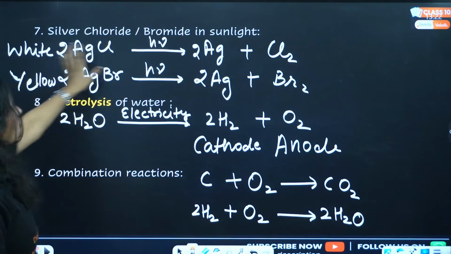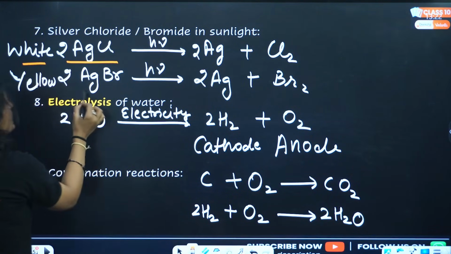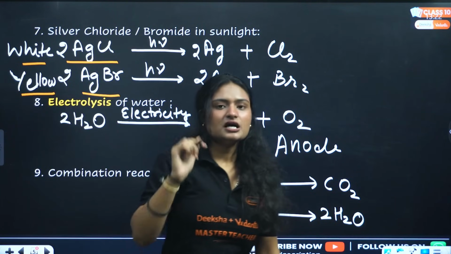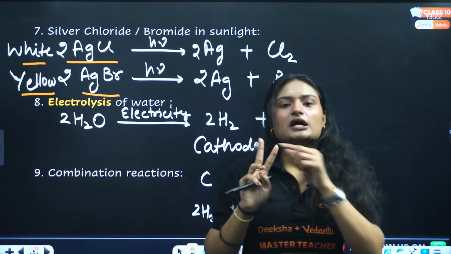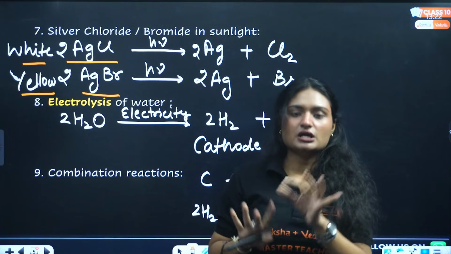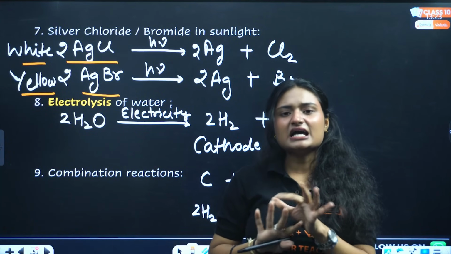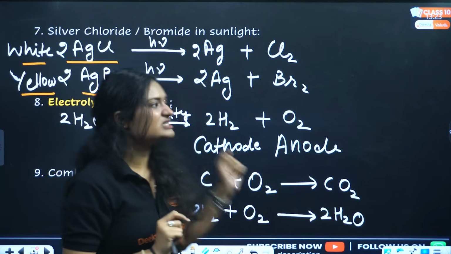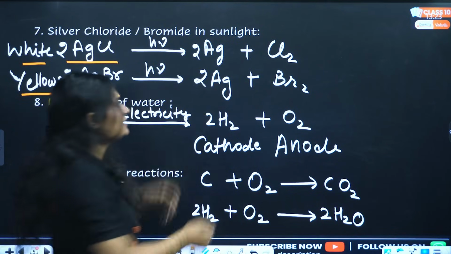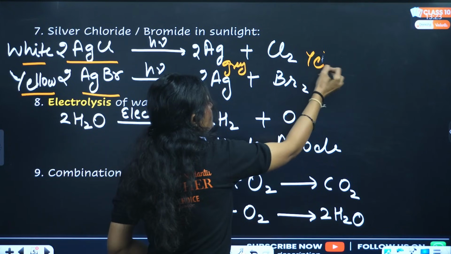Next is silver chloride and silver bromide. Silver chloride is white in color, silver bromide is yellow in color. We have 3 types of decomposition, right? Thermal decomposition, electrolytic decomposition, and photolytic decomposition. Thermal means using heat, electrolytic means using electricity, and photolytic means using sunlight. So using sunlight you do the decomposition, we get silver and chlorine. Silver is grey in color, and chlorine is yellowish.